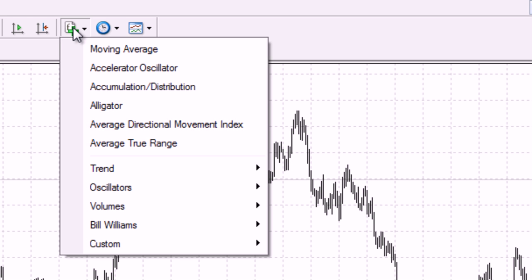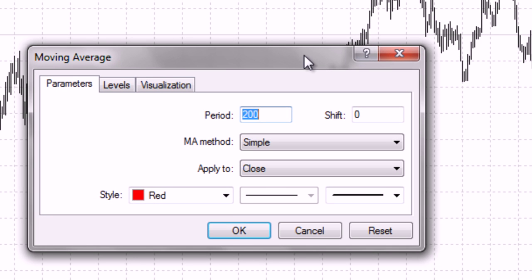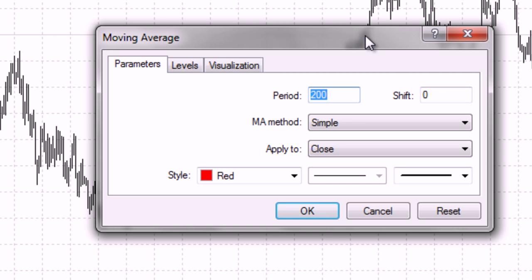If you've used the moving average recently, it will appear in this list towards the top. If not, come down the bottom and click on the trend grouping and you'll find the moving average in there. Once you click on that, a new window opens up, and this is where you can change some of the parameters of your moving average. The first one highlighted here is the period, so we can set the moving average to whatever period we choose. The shift function allows you to shift the moving average either backwards or forwards in time.